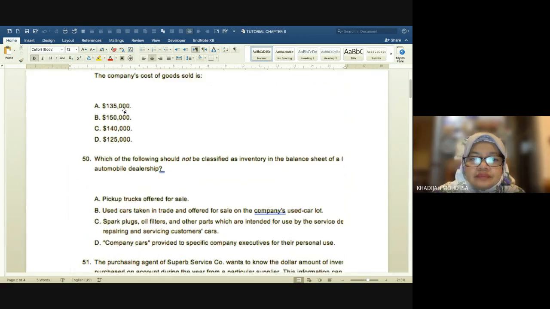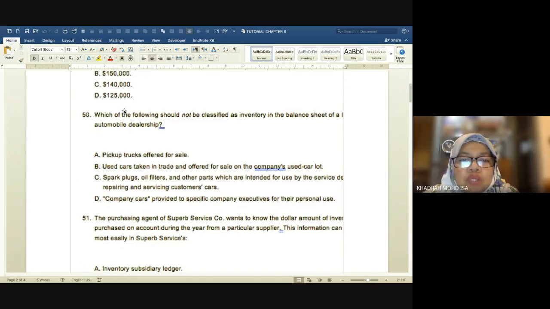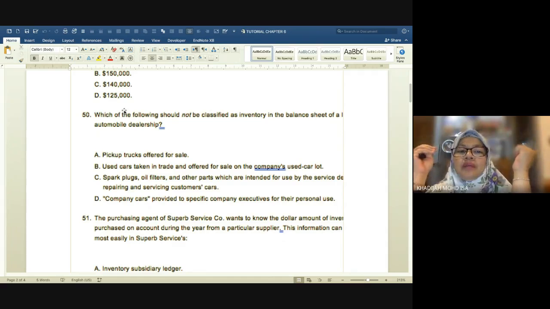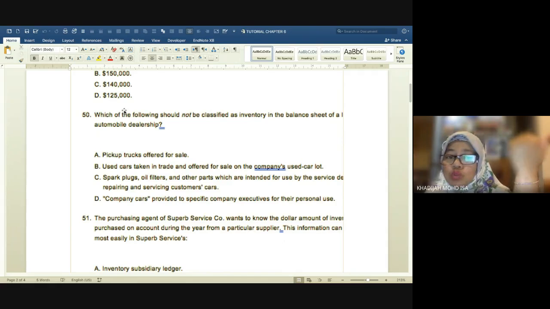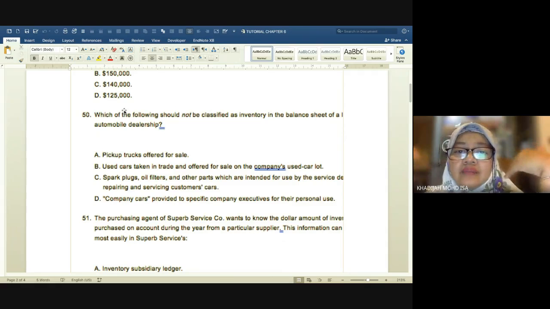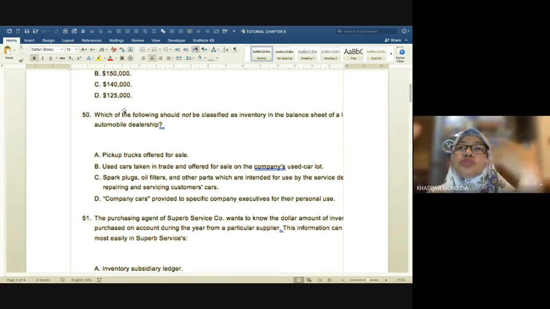Next question: which of the following should not be classified as inventory in the balance sheet of an automobile dealership? When you're talking about automobile, you have to understand the business first. Automobile dealership means the company is buying and selling automobiles, so the inventory in this case is the automobile.